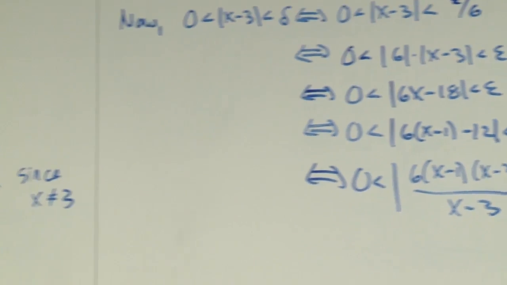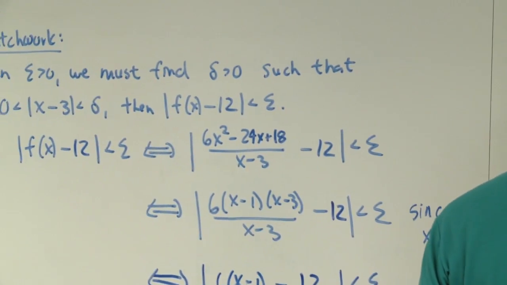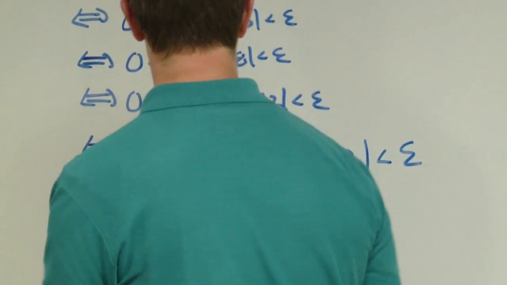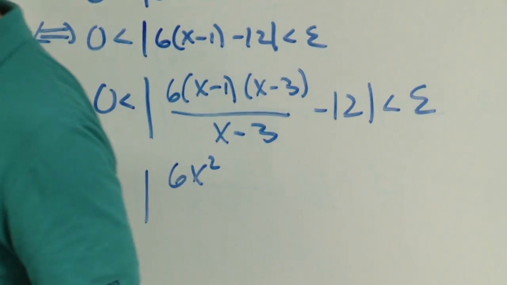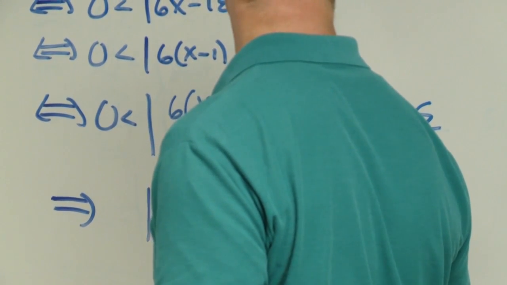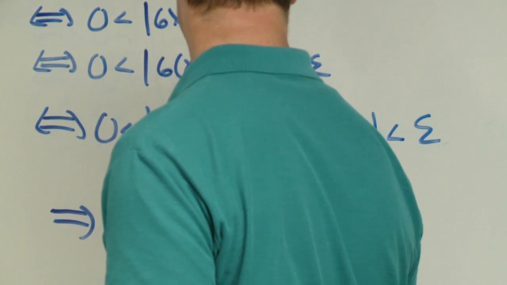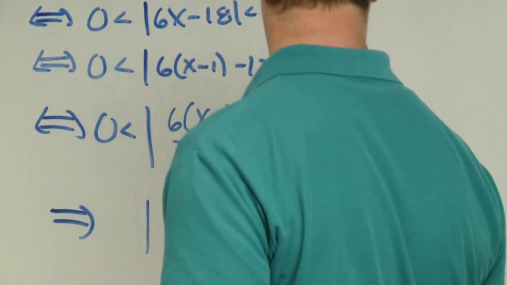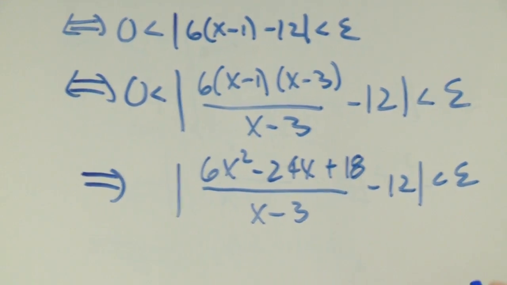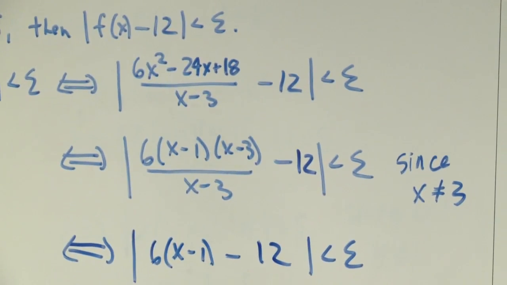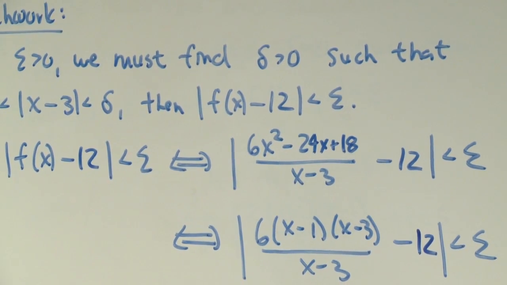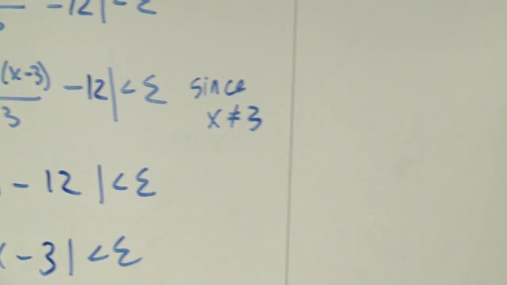But now that thing on the inside is almost exactly what we want. And we don't need the 0 anymore, so we can drop it and draw a one-headed arrow. If you distribute out this numerator, because that's what we got by factoring that, we just get 6x squared minus 24x plus 18 over x minus 3 minus 12. And that's exactly what we were aiming for, right? We wanted to end up with f of x minus 12 less than epsilon, which is exactly where we've landed. So as desired.